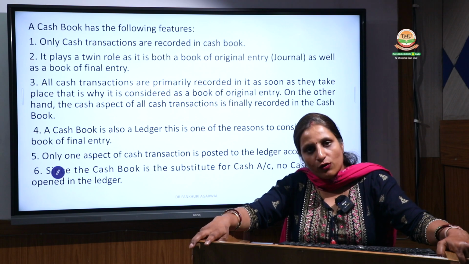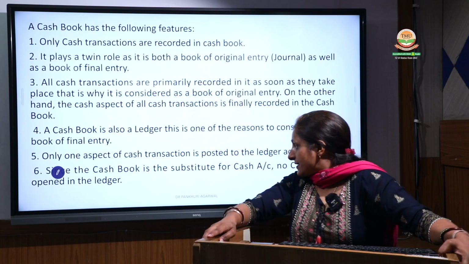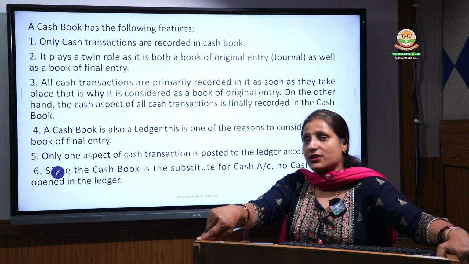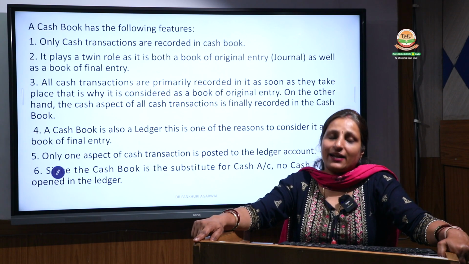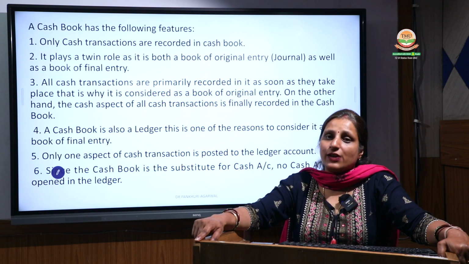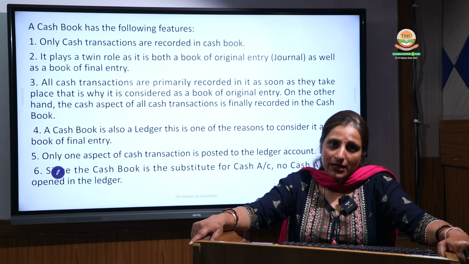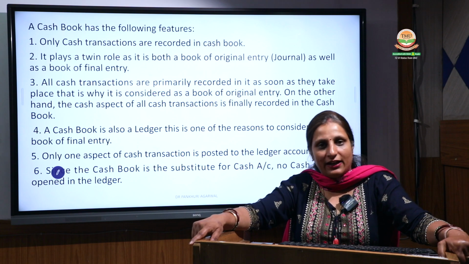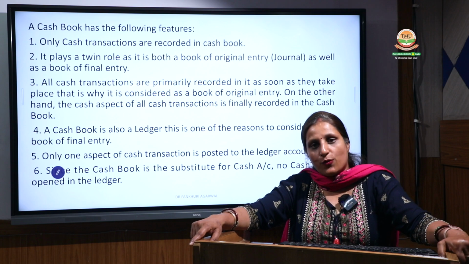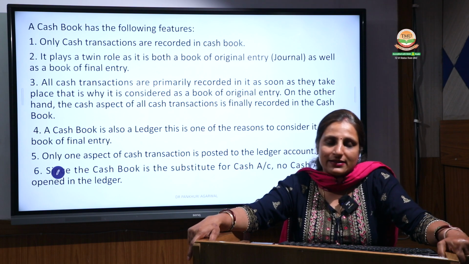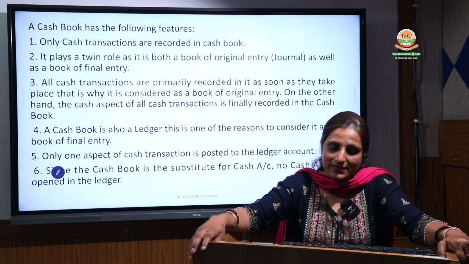It plays a twin role, the role of the journal and the role of the ledger. Since the cash book is a substitute for the cash account, no cash account is opened in the ledger. If the company is preparing a cash book, then it has no need to prepare the cash account. They don't have to post the cash entries in the general ledger. There, they will post only the one aspect of the entries related to anything else. But cash entries we post in the cash book. If you're posting the entries in the cash book, no cash account is needed, and it becomes very easy for the companies to have the entries at one place.